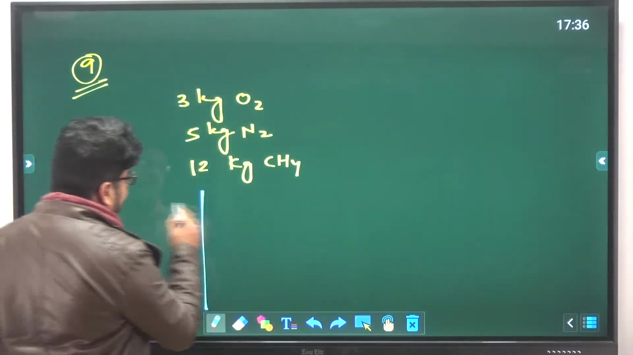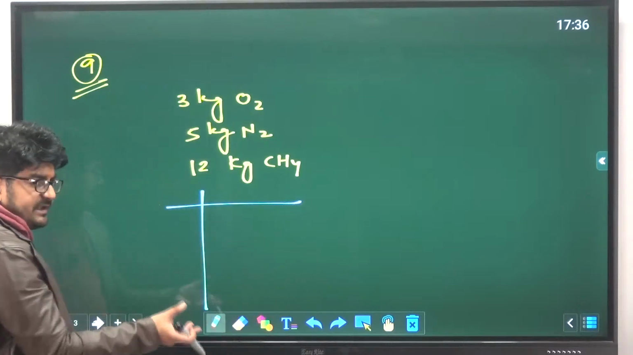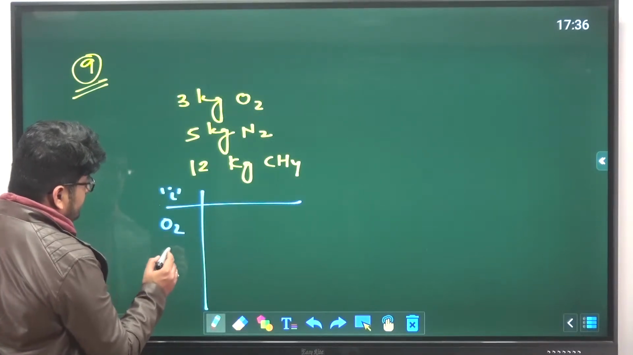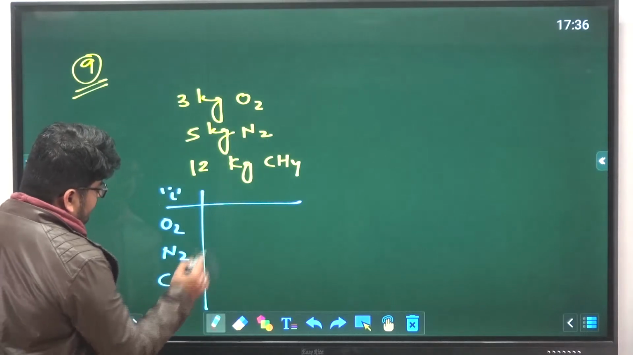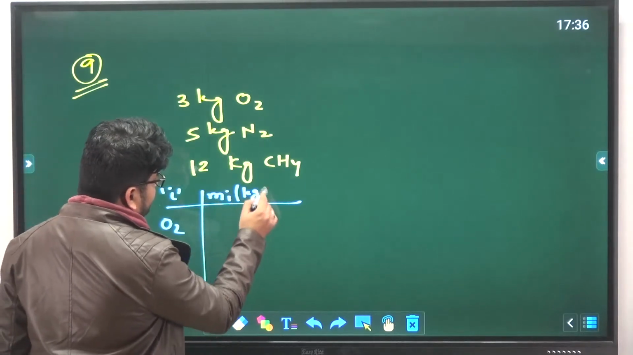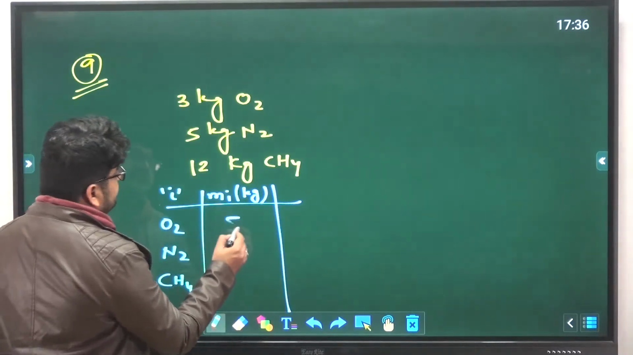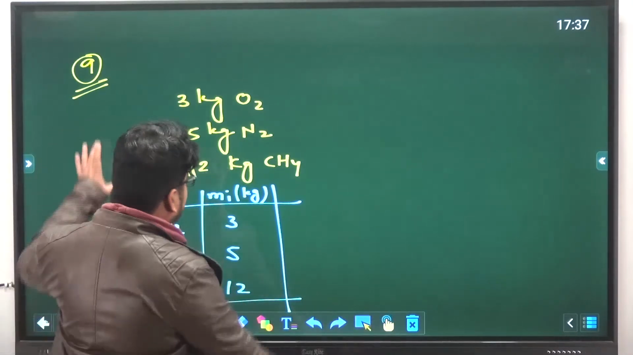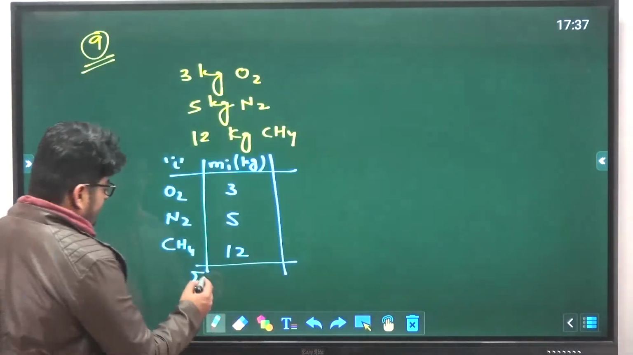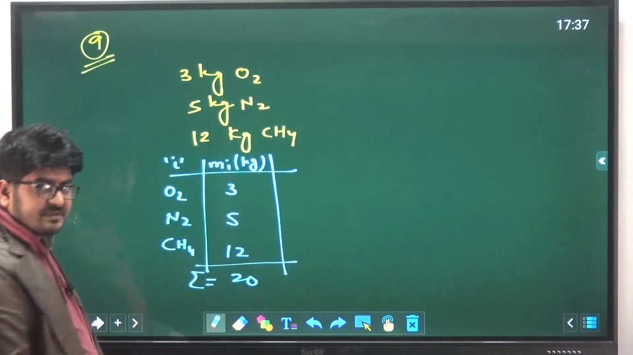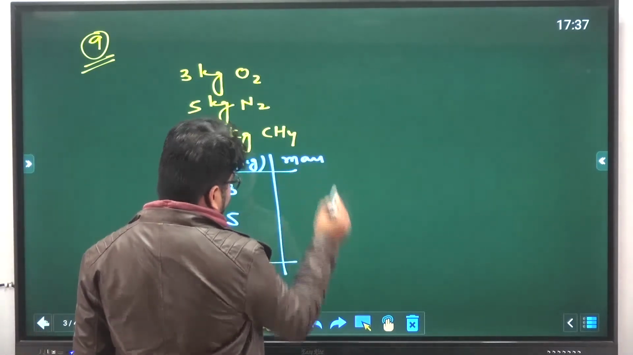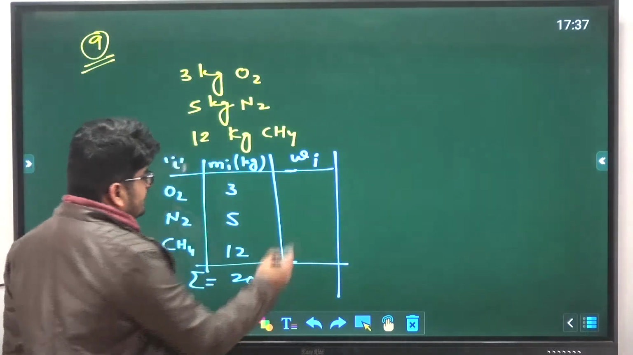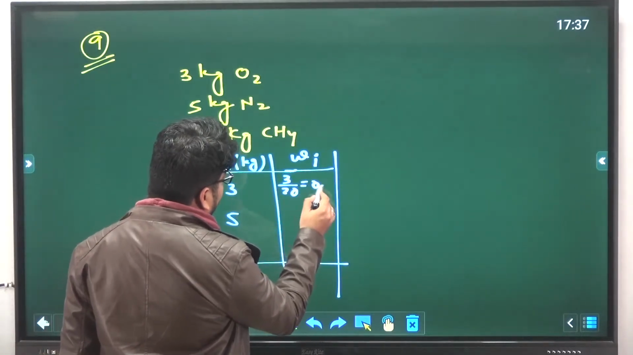So what you need to do here, when all the things are required, is just draw a table simply. In the first column, write down the components row wise: oxygen, nitrogen, and CH4. Then their amount which is given. Here mass is given, so first we will write the mass as 3 kg, 5 kg, and 12 kg. Now you can calculate the total mass. That will be 20, as you can see. The mass fraction, as you know, is the mass of component i divided by total mass. So that will be 3 upon 20, which is 0.15.